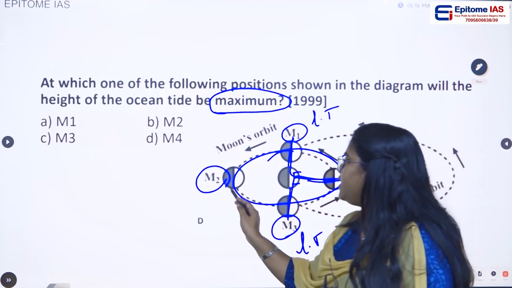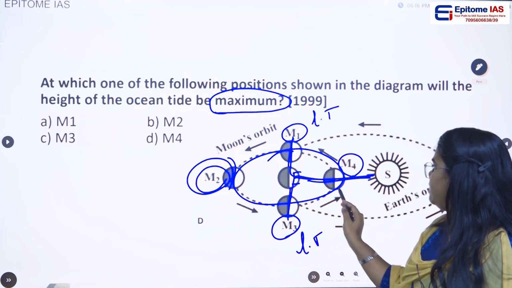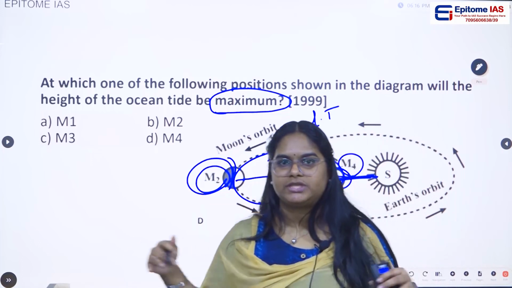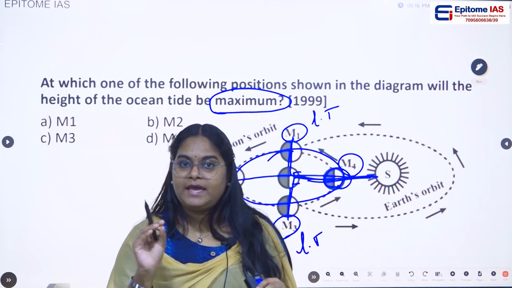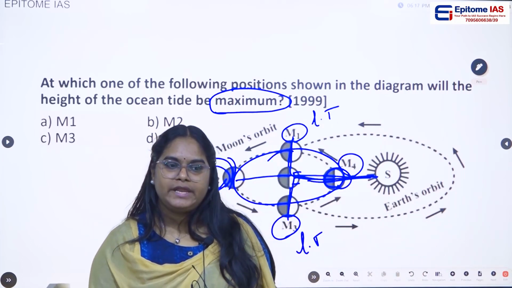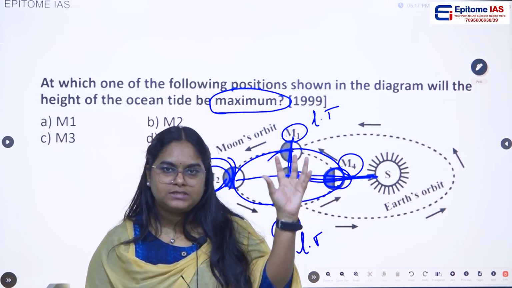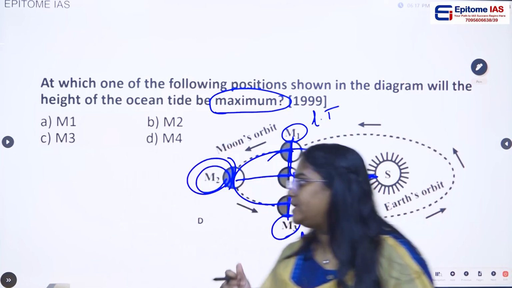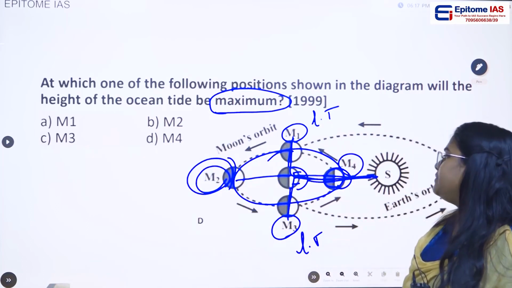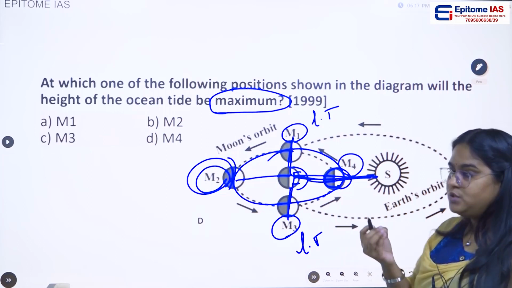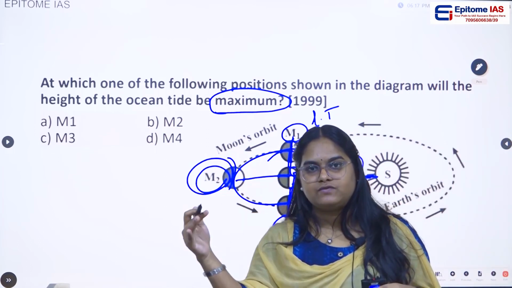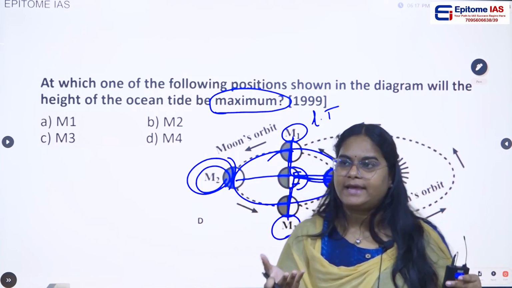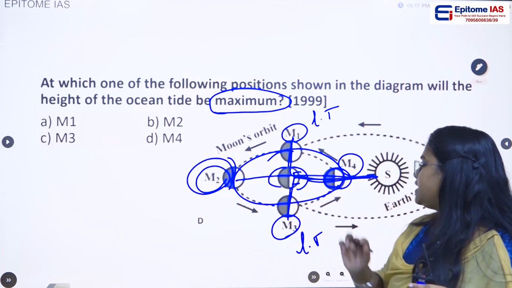But in the case of M2 or M4, the moon, earth and the sun are going to be in a straight line. So we'll be having high tide. Why? How? Let us say the sun is there. Obviously the sun is going to have a gravitational pull on earth, so there is a tide which is formed on this side. But we also know that when a tide is formed, the opposite side of the earth is also going to have the counter tide. So there will be a tide on this side also.